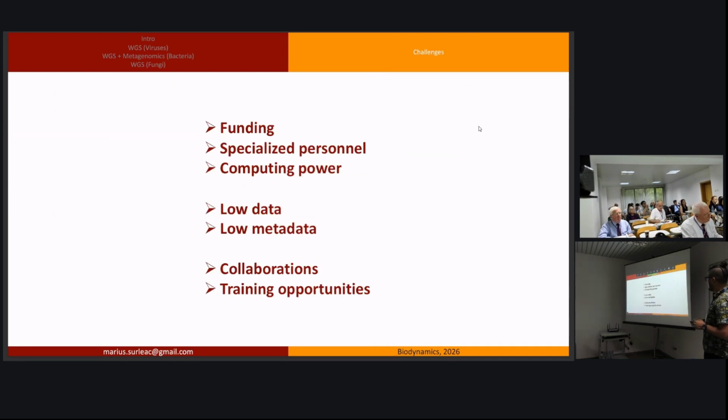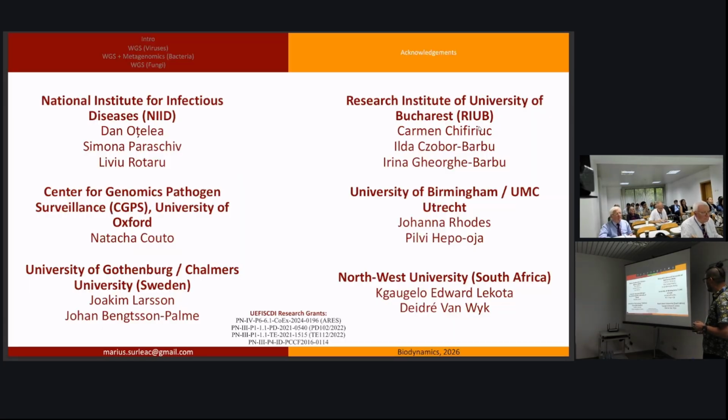And some of the challenges that we face are funding, specialized personnel, and computing power, because most of the analysis that we do need a lot of computing power. We also have problems with low data and low metadata in the existing databases that we use to compare the genomes. So there are different challenges that we face.